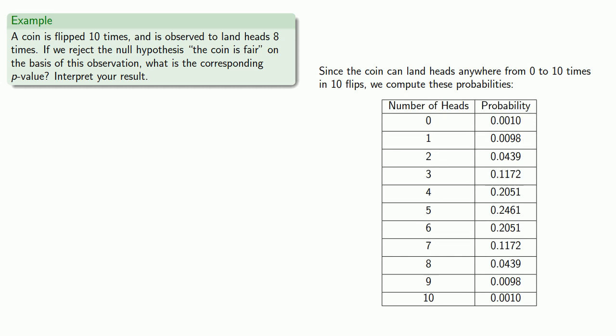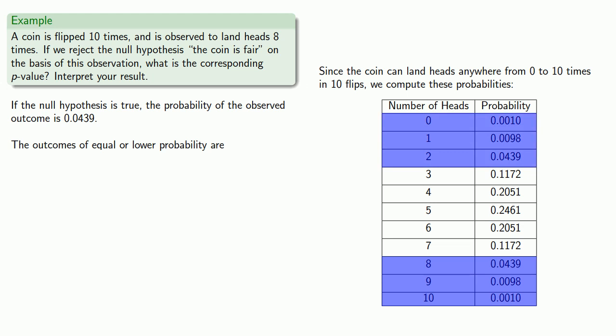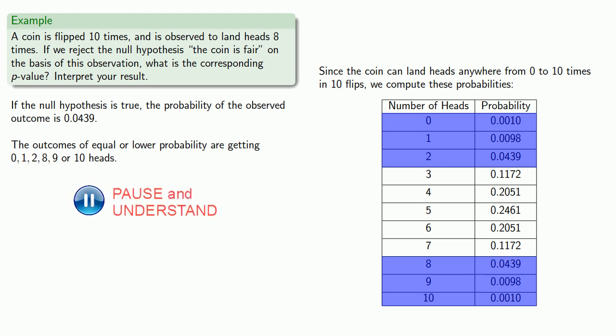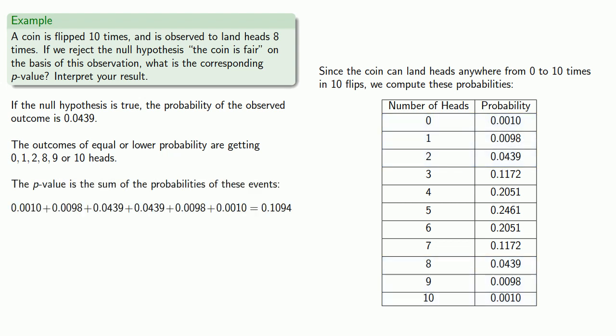So after we've calculated the probabilities, we note first of all, if the null hypothesis is true, the probability of the observed outcome, 8 heads in 10 flips, is 0.0439. And now we'll look at the table of probabilities for any outcome that has an equal or lower probability. And those are going to be these outcomes: getting 0, 1, 2, 8, 9, or 10 heads. And the p-value is the sum of the probabilities of these events. So we'll take all of these probabilities and add them up.